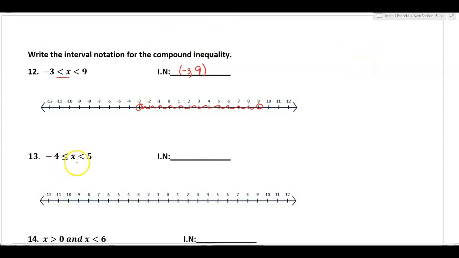Number 13, another AND statement. Since x is greater than or equal to -4, it'd be a closed dot on -4. Be an open dot on 5. So we're greater than -4, less than 5, so we know it's shaded in the middle. In interval notation, it starts at -4 on the left and goes to 5 on the right. It's a square bracket on -4 because it's a closed dot, and it's an open dot on 5, so it's a round parentheses.